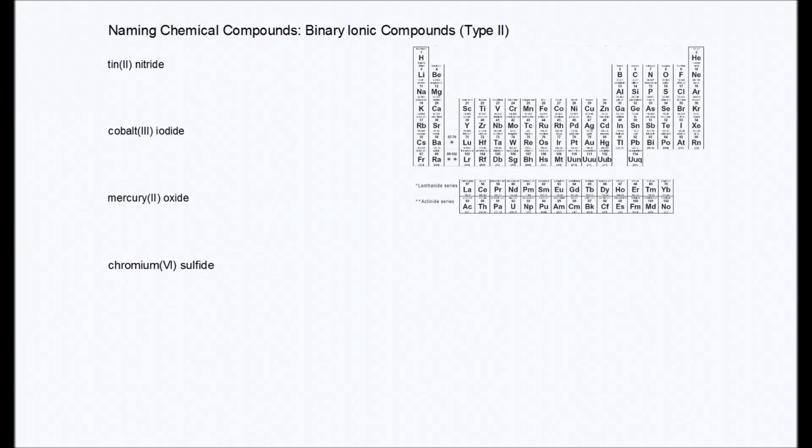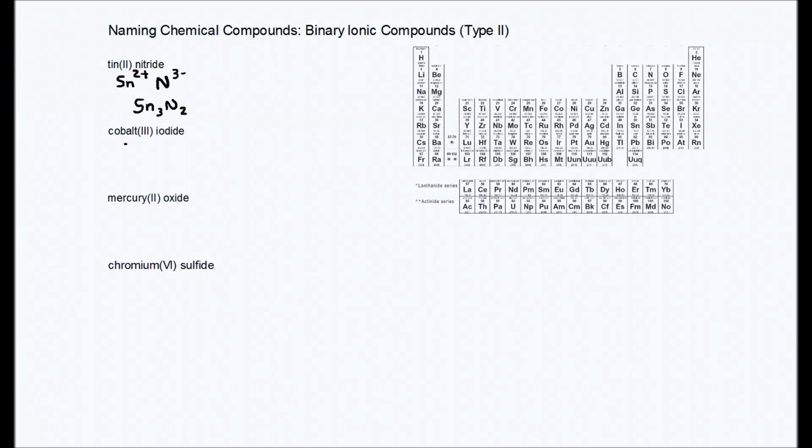Alright. Now going from name to formula in this case is exactly the same as it was in the last type, but now we have a Roman numeral that tells us the charge on the metal. So I have tin(II) nitride, tin Sn, and the 2 tells me it's 2+. Nitride, nitrogen, and from the periodic table, 3- in ionic compounds. Crossing the charges like we did last time, I have Sn3N2.